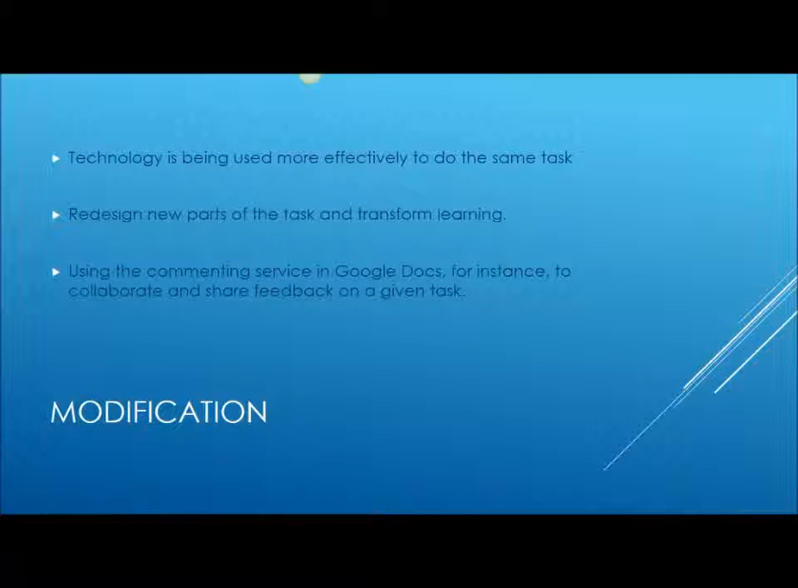The third step of SAMR is modification. So technology is being used more effectively to do the same task. You redesign new parts of the task and transform learning. For example, you could use the commenting services in Google Docs to collaborate and share feedback on a given task.